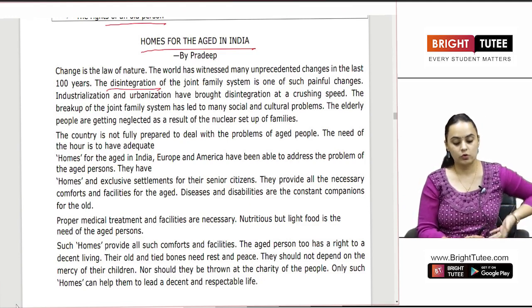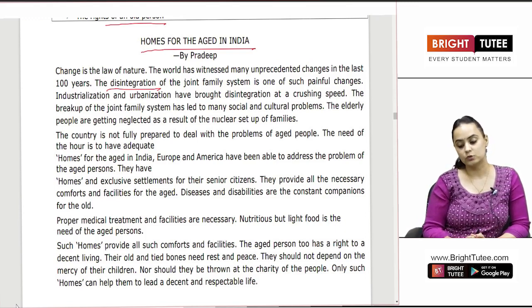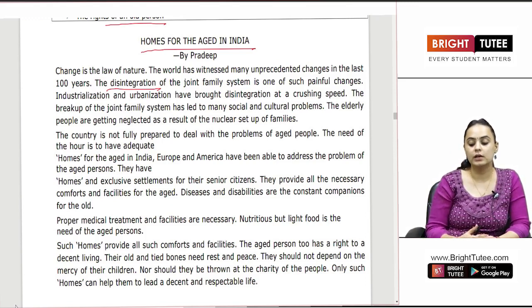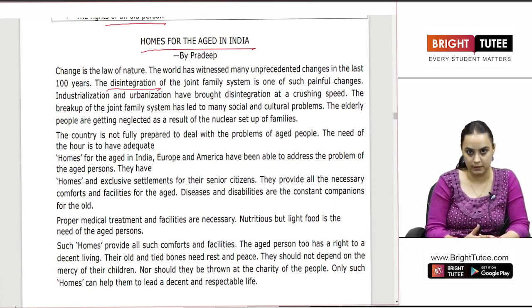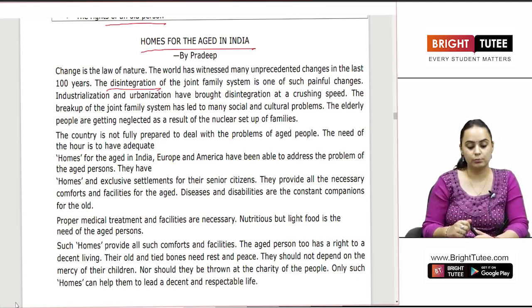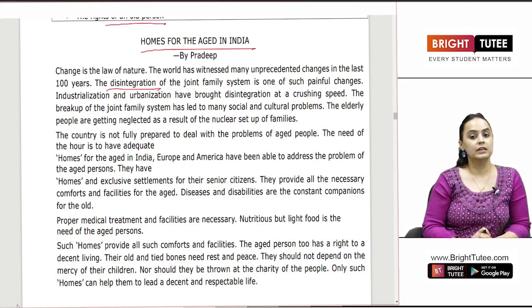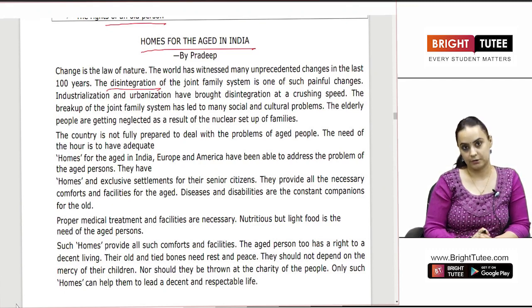The breakup of the joint family system has led to many social and cultural problems. The elderly people are getting neglected as a result of the nuclear setup of families. The country is not fully prepared to deal with the problems of the aged people. The need of the hour is to have adequate homes for the aged in India, Europe and America. They have been made to address the problem of the aged people. So in these 3 countries, primarily, the need for the old age homes is increasing.